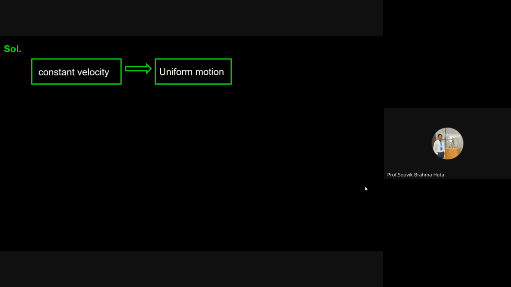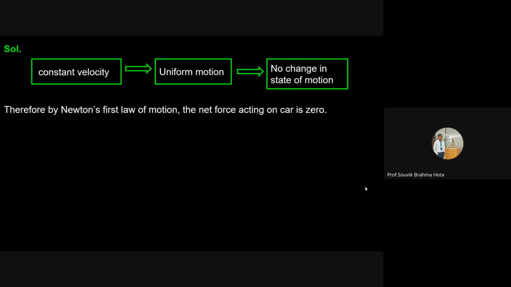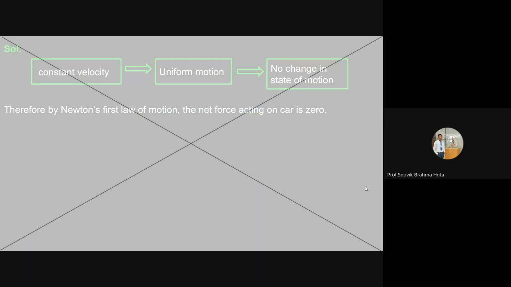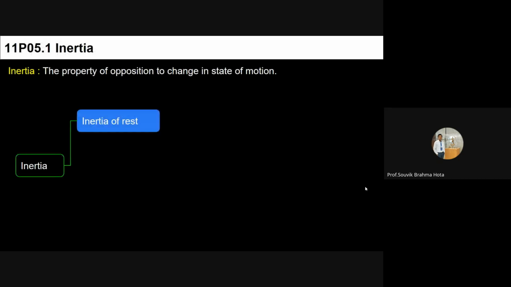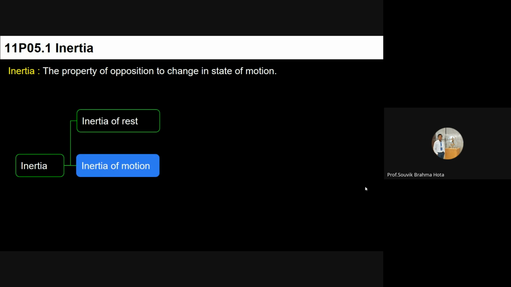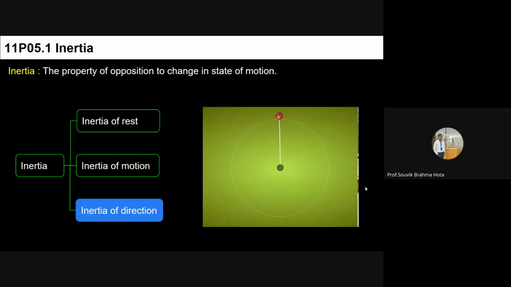See, constant velocity, uniform motion, no change in the state of motion. Therefore, as per the first law, net force acting on the car is 0. Then inertia. The property of opposing a change in state of motion is known as inertia. So there are three types of inertia: inertia of rest, inertia of motion, and inertia of direction.